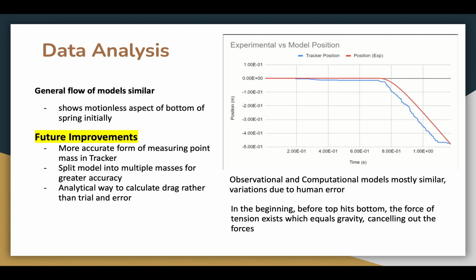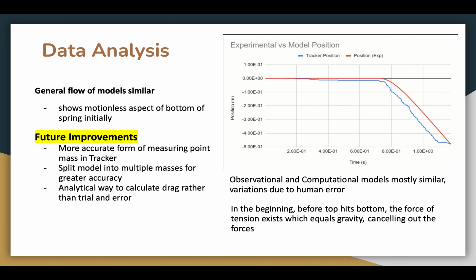At the end of the experimental model, there's leveling out, as can be seen in the blue graph in the tracker, which is caused by the impact with the ground. However, it doesn't happen in the computational model since there's no ground for the object to fall on. In the beginning where position is constant, you can see as long as the tension exists, which is equal and opposite to the force of gravity, the forces are canceling out and the bottom does not move.